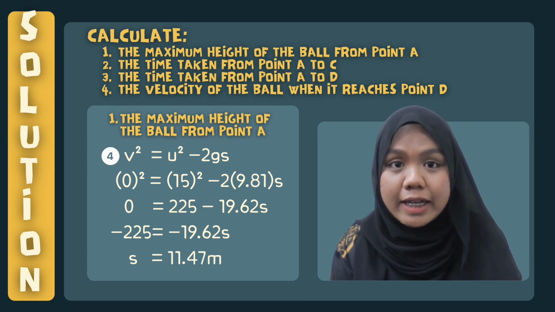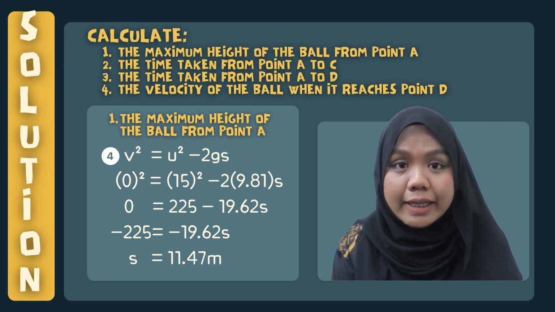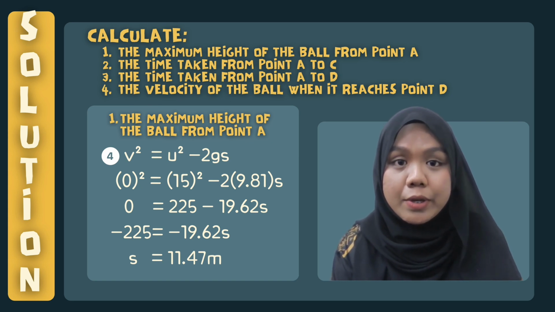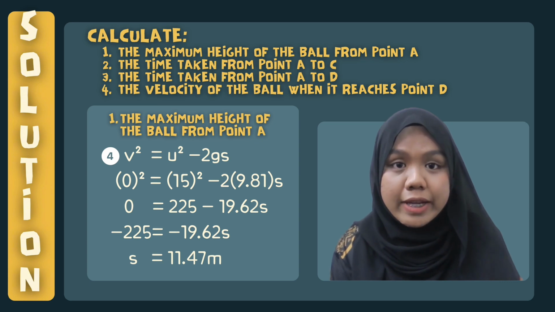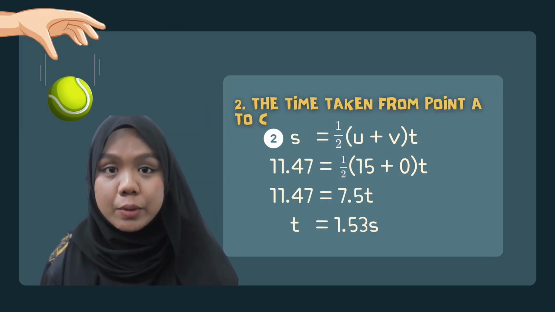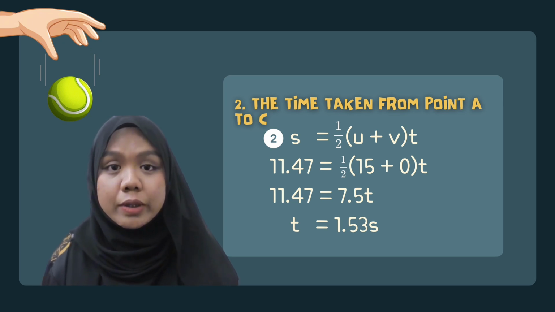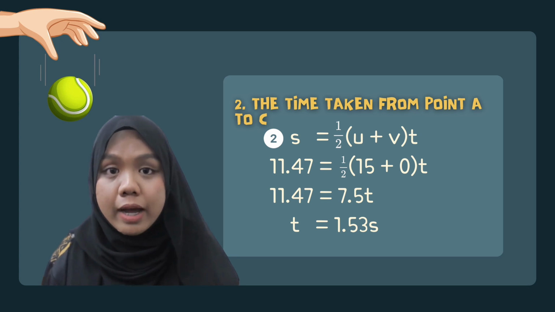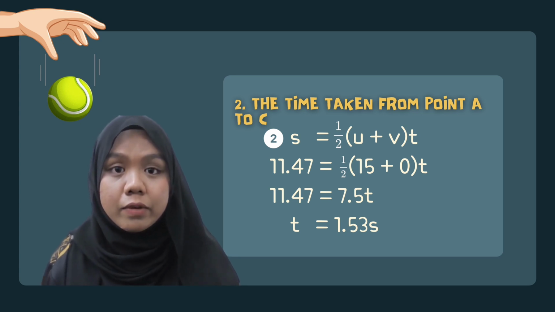The first calculation that I will explain is on how to calculate the maximum height of the ball from point A. In this situation, we will use the last formula where V equal to 0, U equal to 15, and G equal to 9.81. With this, we will get S equal to 11.47 meter. Next, the second question, we will use the second formula where S equal to 11.47, U equal to 15, and V equal to 0. After the calculation, the time taken from point A to point C equal to 1.53 seconds.